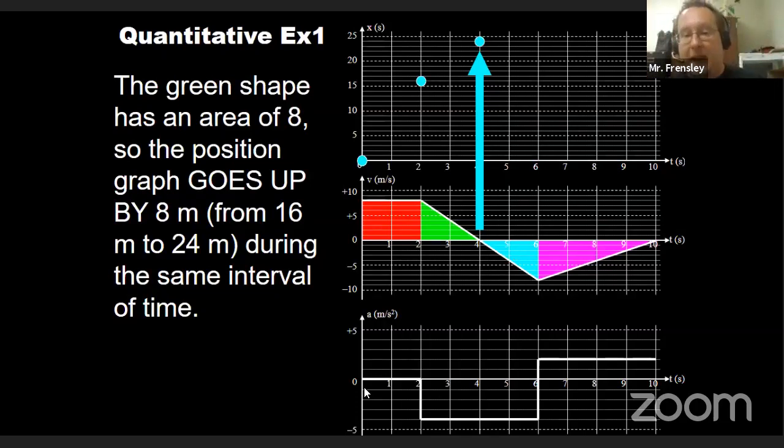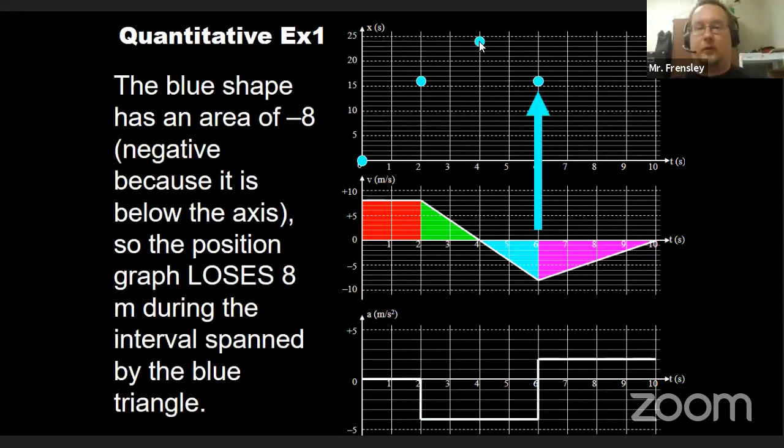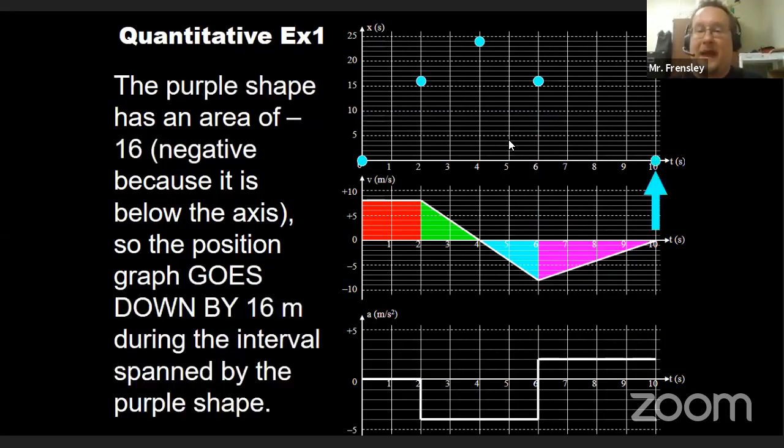That's an area that's below the axis. So if the area is below the axis, then that means that you are losing, you're going backwards, you're losing meterage rather than yardage, right? So this blue panel has an area of 8. So we're going to go from 24, we're going to step backwards 8 meters. So we're back at 16. And then this purple panel has an area of -16, negative because below. So we're going to lose our 16 meters. So we're going to be all the way back at 0.